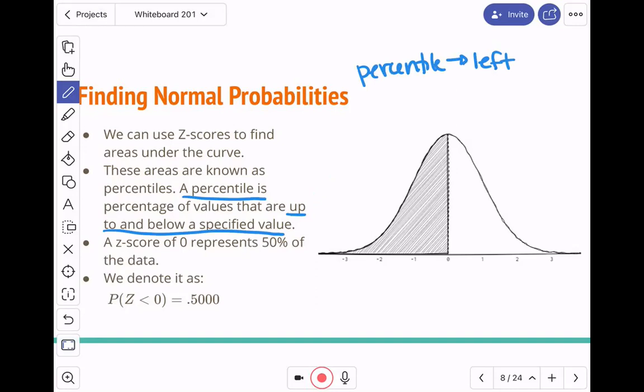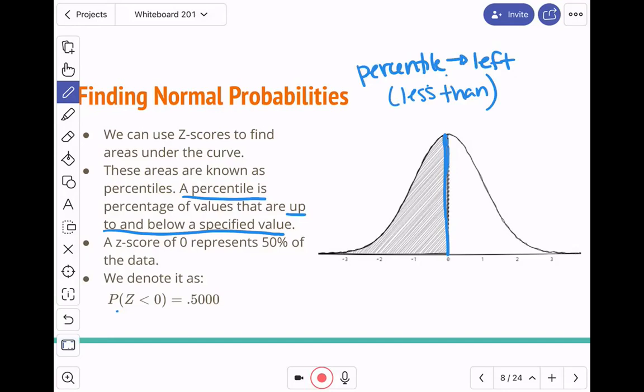A score of 0 represents 50% of the data. So that means right here, at a mean of 0, or at an x value of 0, this is actually a z-score, the probability, and this is how we write the statement. This says the probability that z is less than 0. Percentiles mean left, or they mean less than, right? The probability that z is less than 0 is equal to 0.5000, or equal to 50%.